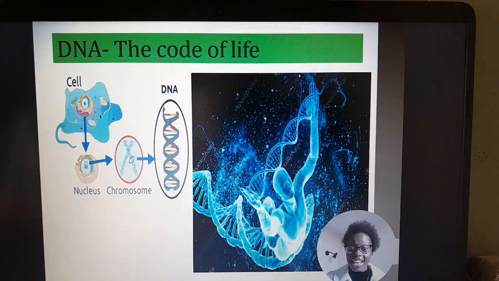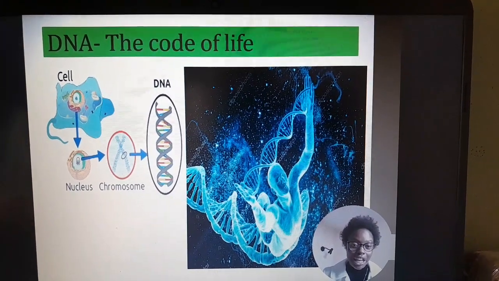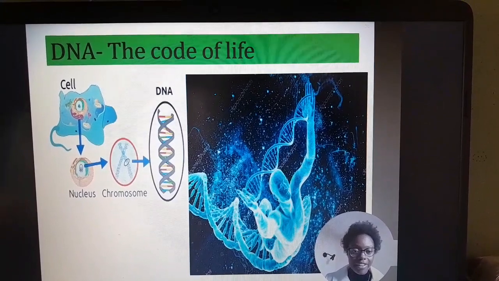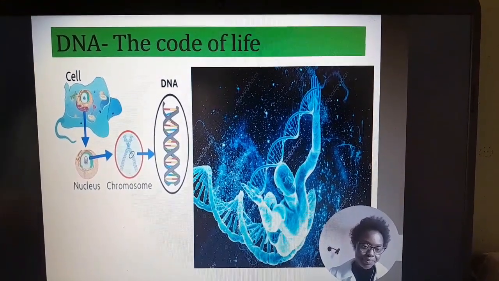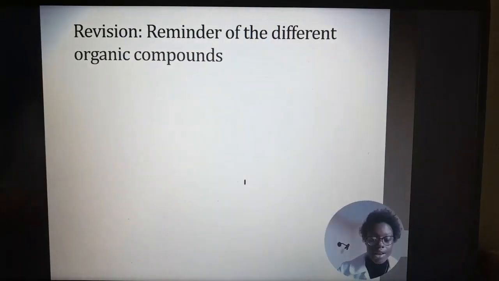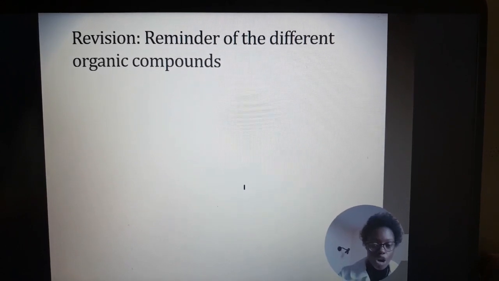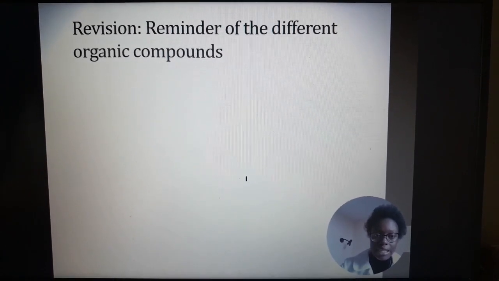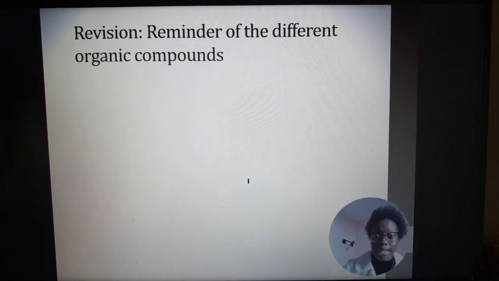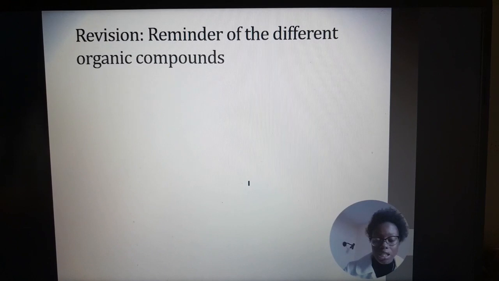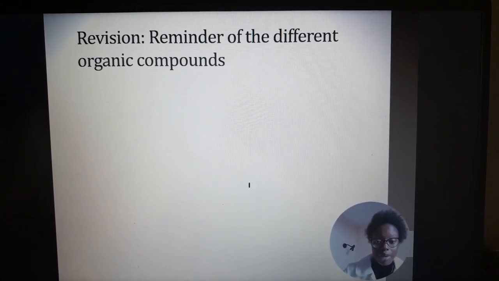As my colleague has already introduced me, today we'll be doing the code of life, which is in DNA, which is the new topic that grade 12 will be doing. As we know, in grade 11 we did organic compounds: carbohydrates, proteins, lipids, vitamins and nucleic acids. So we're going to do a quick recap on them and their monomers.